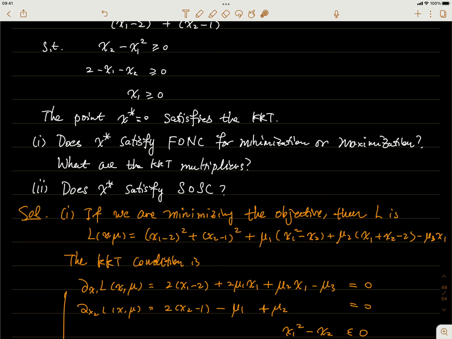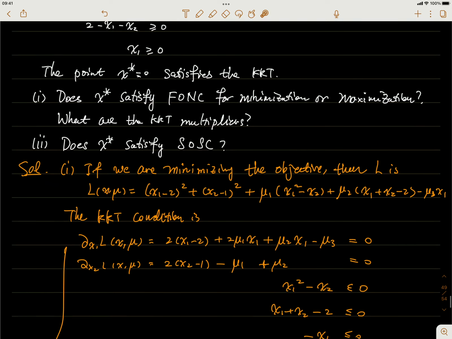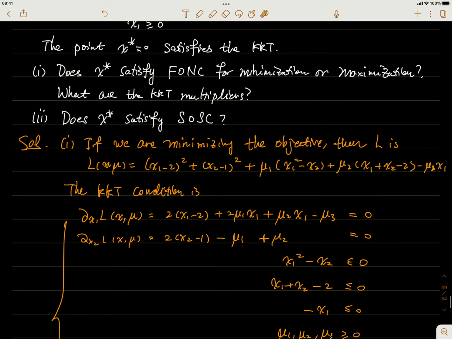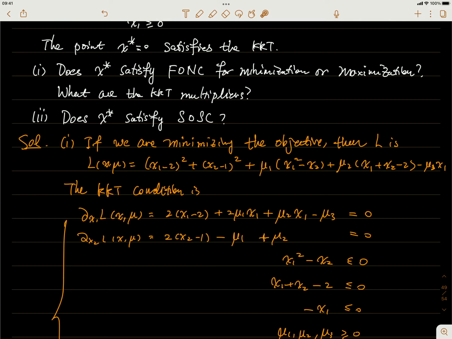The first one is, if this x star satisfies the KKT, does it satisfy the first order necessary condition for minimization or maximization? What are the KKT multipliers? The second question is, does this x star satisfy the second order sufficient condition? As you can see, since we don't know if we were minimizing or maximizing it, we have to try both of them.